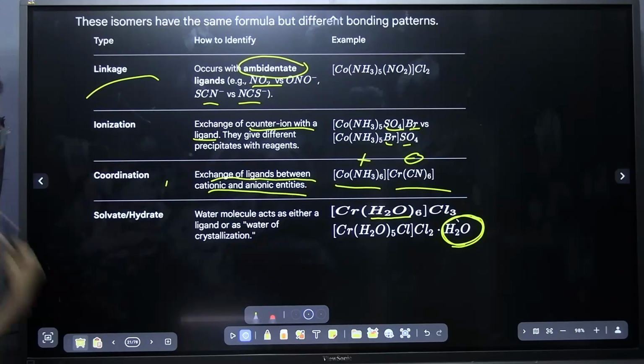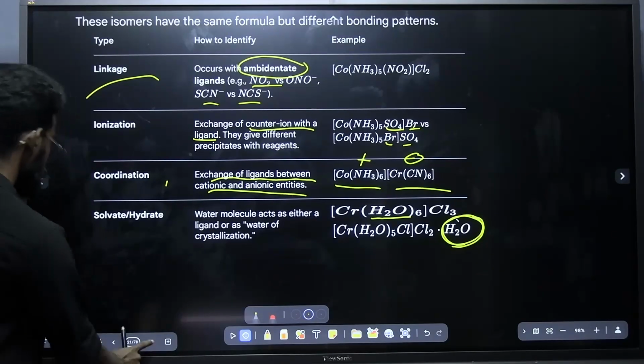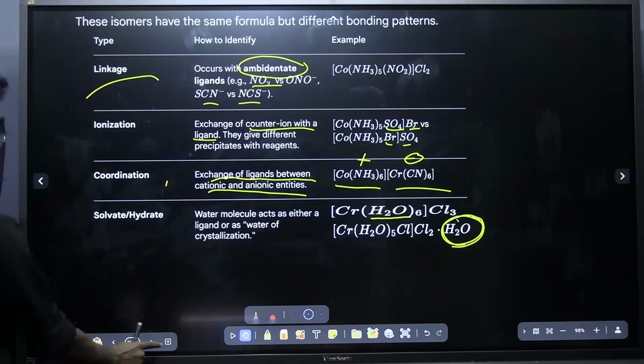The problem comes in stereoisomerism. Are you clear, students? Shall we move to stereoisomerism? Yes. Coming to stereoisomerism.